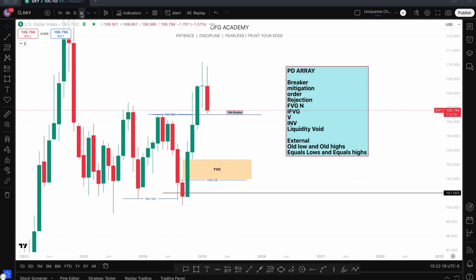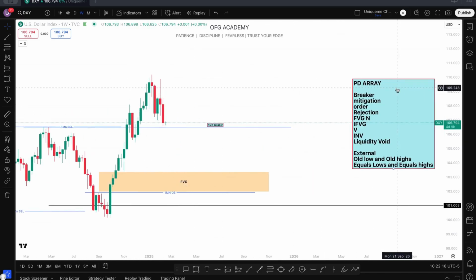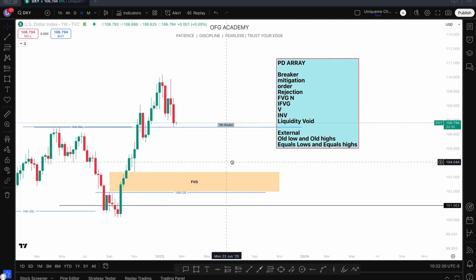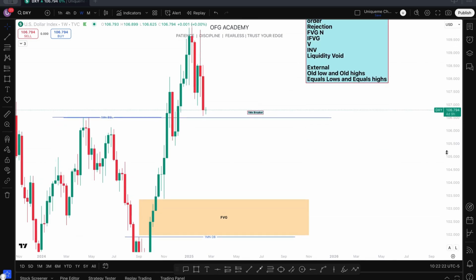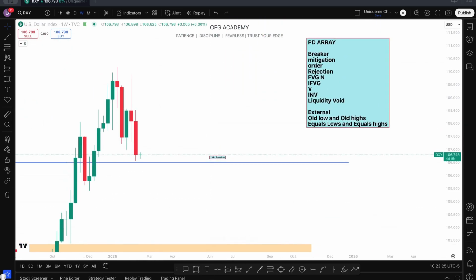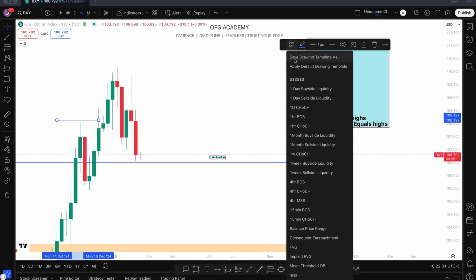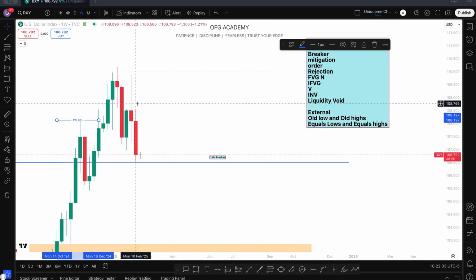Then what do I do? I go down to my 1 week. I'm always with this chart here. It helps me a lot. Then what do I have here? This is using our DXY. I have an external range liquidity that was being taken out here as our buy side liquidity on 1 week.